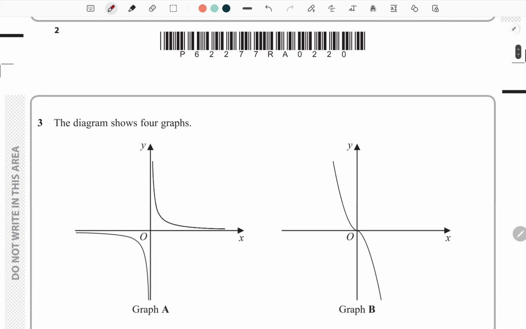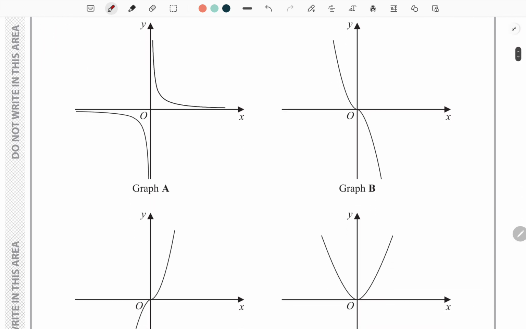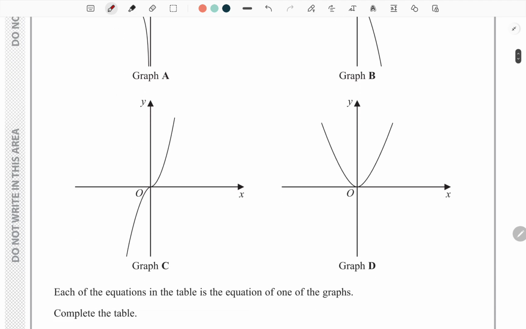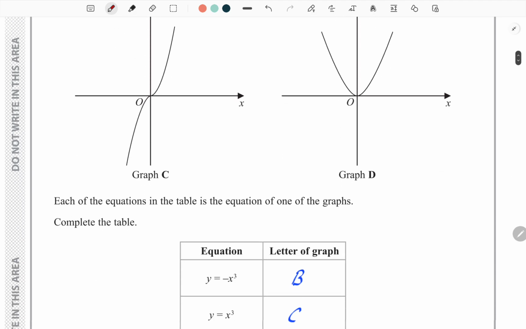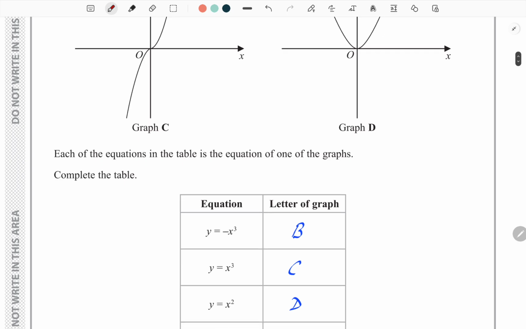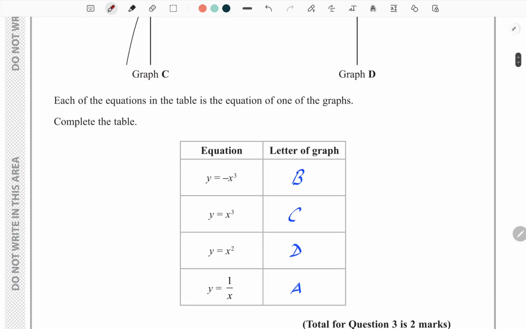Okay. Number 3. Okay, we have a selection of graphs A, B, C, and D. And the question says match up the graphs to the equations. Now, in this, I'm going to just do, again, a quick bit of revision. X cubed, this one here, I'm going to start with that one.